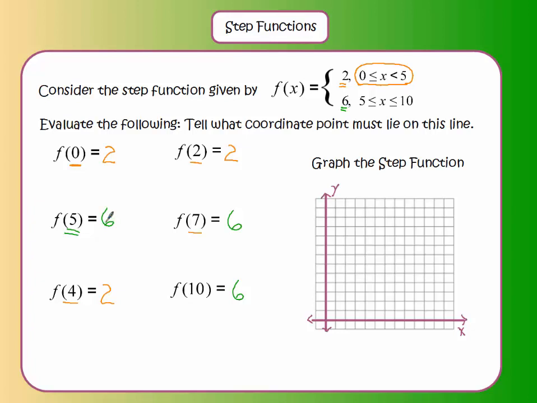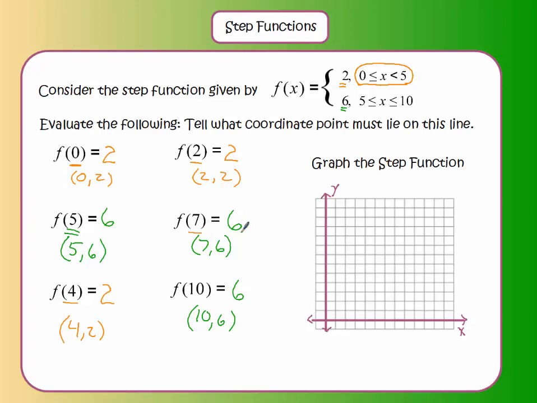So now let's graph this. What are these? Well, remember, these are x's and y's. So let me show you some points. This point would be 0, 2. This point would be 2, 2. Down here I would have 4, 2. This would say 5, 6. Remember, x, y. 7, 6. And 10, 6. So again, when I put in a 10, I get a 6. When I put in a 7, I get a 6. Okay, that's how this is read.